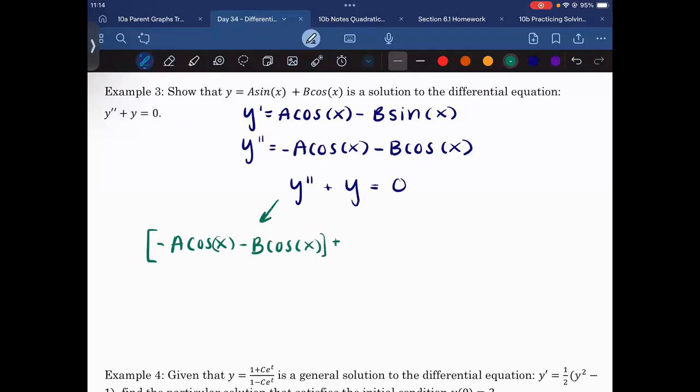All right, plus our original y value. And you should see pretty much off the bat that these are going to cancel out and equal 0. And it works. These are very, very easy, simple ones, just doing derivatives and making sure it plugs in.